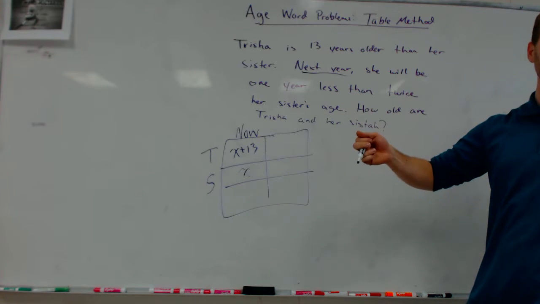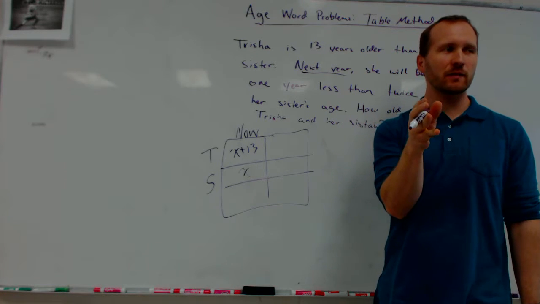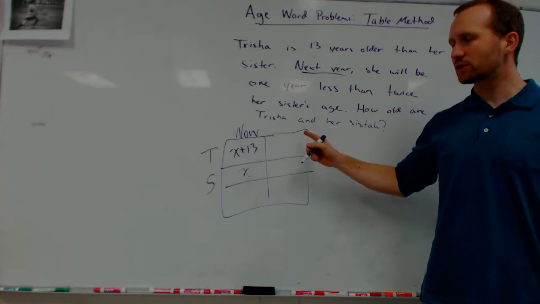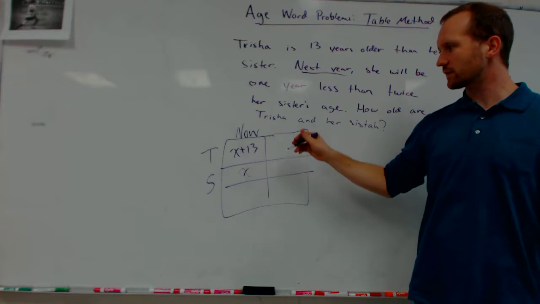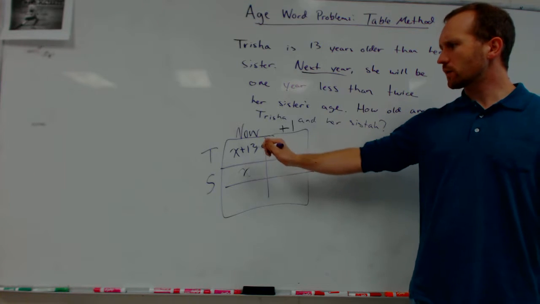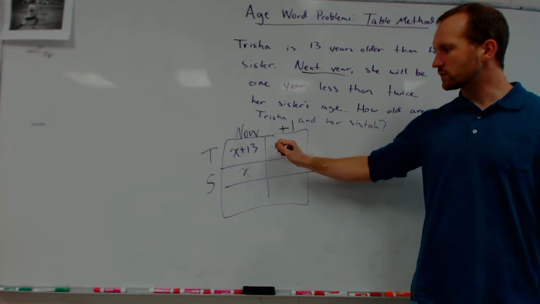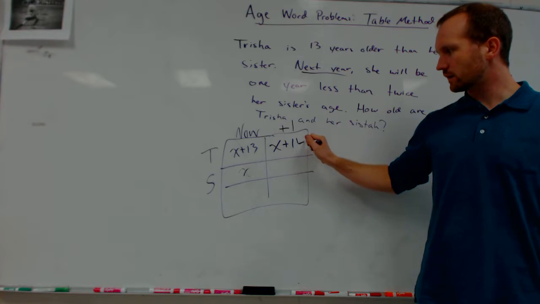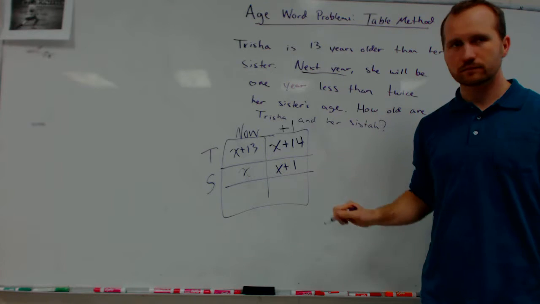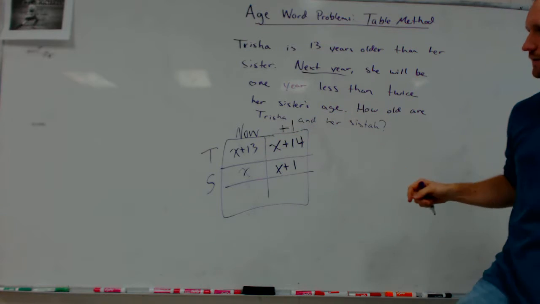Next year, stop. Remember, we're always going to stop halfway through these problems to figure out an expression for Trisha's age next year and her sister's age next year. So next year just means plus 1, right? Trisha's age next year will be X plus 13 plus 1, which is X plus 14. Her sister's age will be X plus 1.